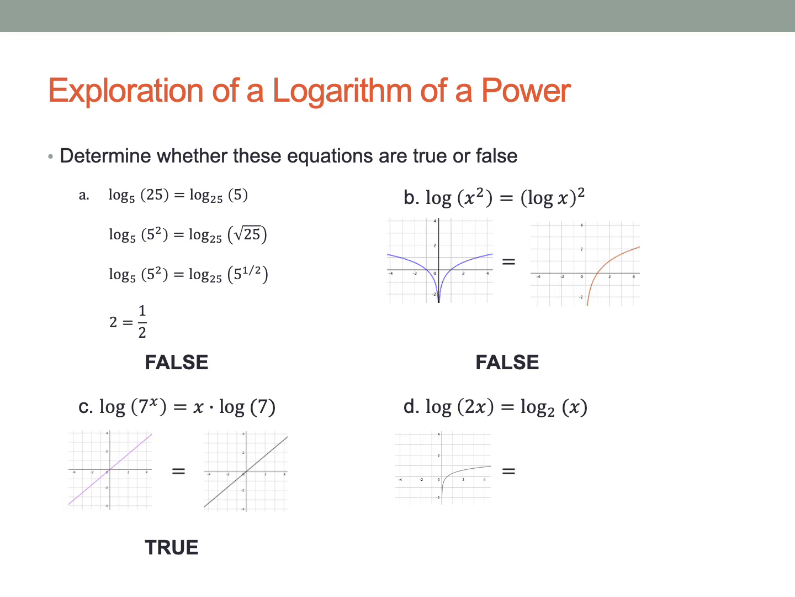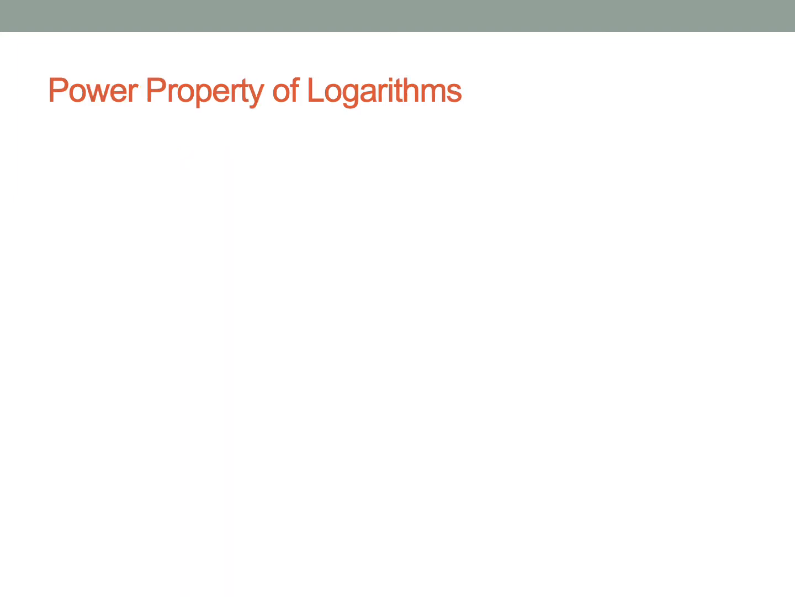Okay, and then the right side is this. You get different graphs. So this is false. So you can't just move the number to the base. All right. So the only thing that was true was C, and that brings us to the power property of logarithms.